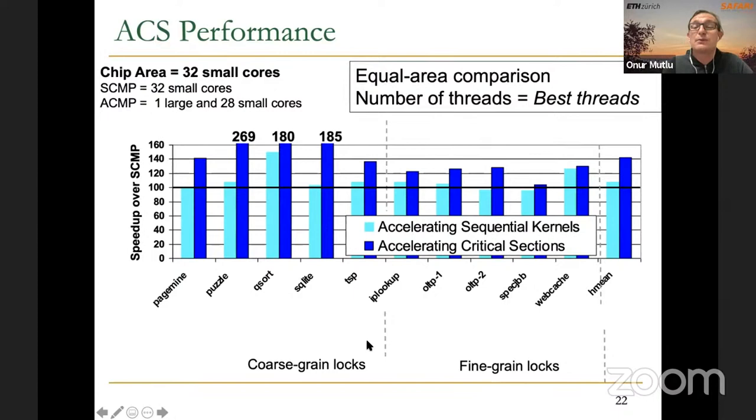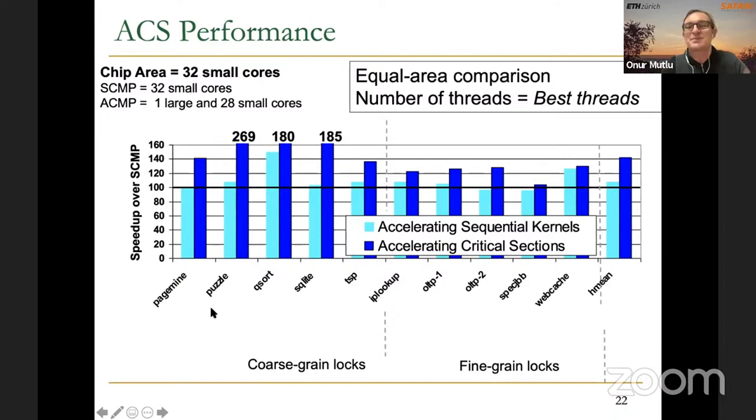And we're going to divide the workloads into coarse grain lock workloads and fine grain lock workloads. Coarse grain lock workloads, you could think of them as relatively less optimized code. And fine grain locks are where code is more optimized, more, let's say, parallel programs are more optimized so that the locking overhead is reduced as much as possible. Well, for some definition of as much as possible, right? And we set the number of threads to the best number of threads.